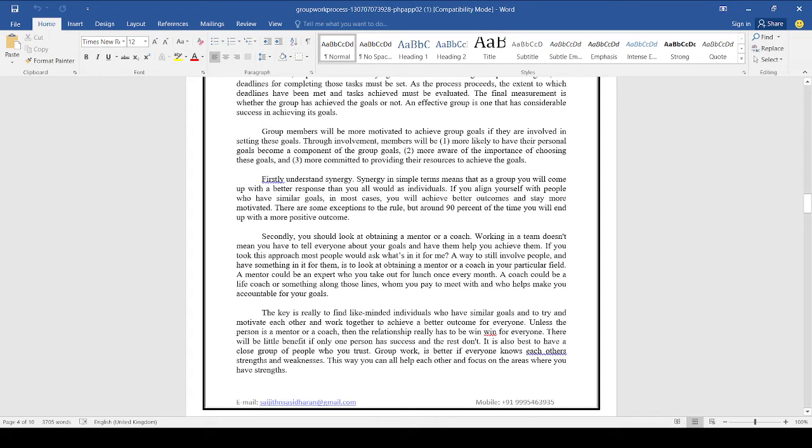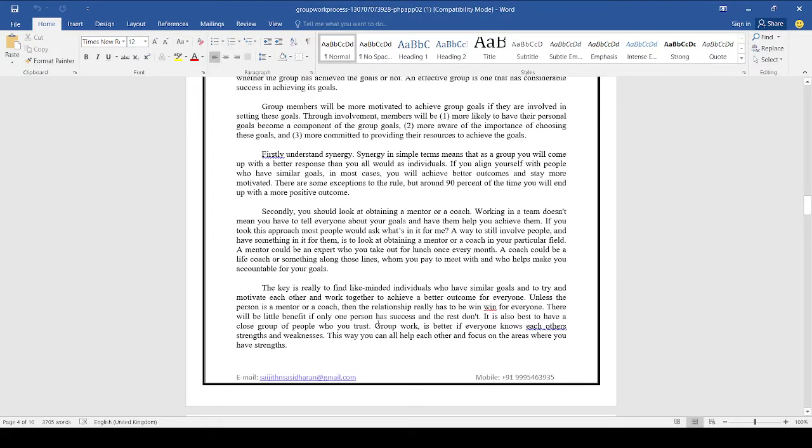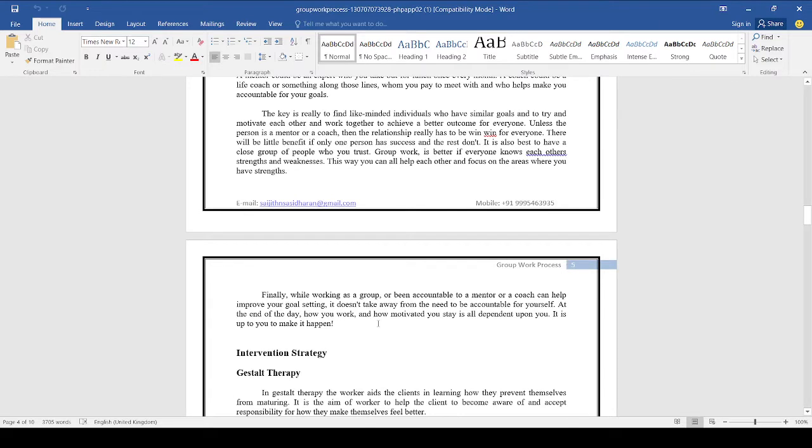So the key factor is very clear. There are so many like-minded individuals trying to achieve the goal, and they are trying to motivate each other and work together for achieving their goal and for achieving the group goal. The mentor or coach or group worker is helping them to help themselves. So here individual members must be aware of their strengths and weaknesses to accomplish the goal.